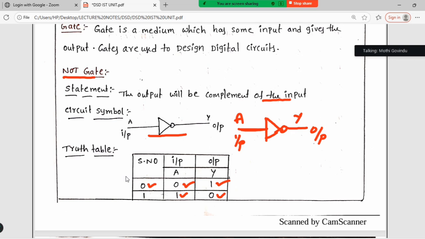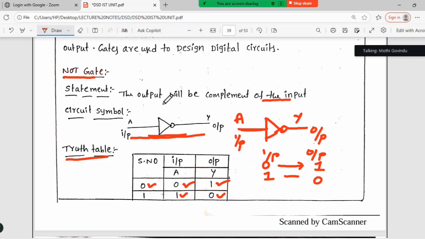This is the symbol of the NOT gate, and this is the truth table of the NOT gate. Whenever I give 0 as input, I get 1 as output. When I give input 1 to the inverter gate or NOT gate, it gives output 0. The NOT gate is also called the inverter gate, or inverting gate.